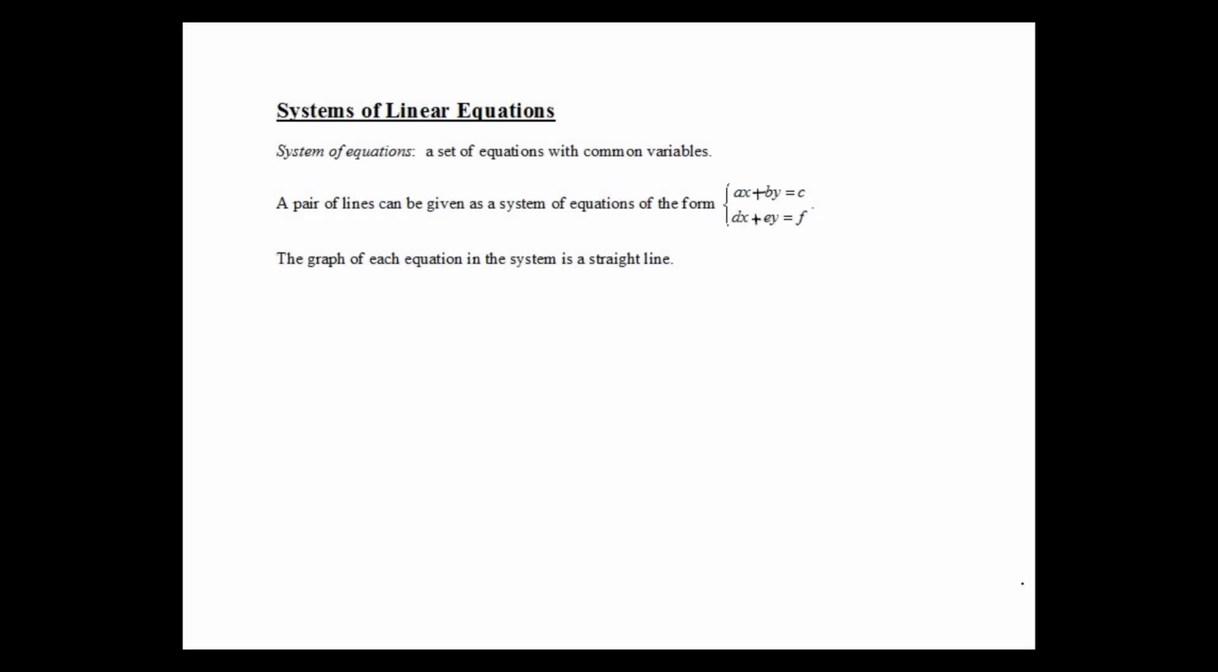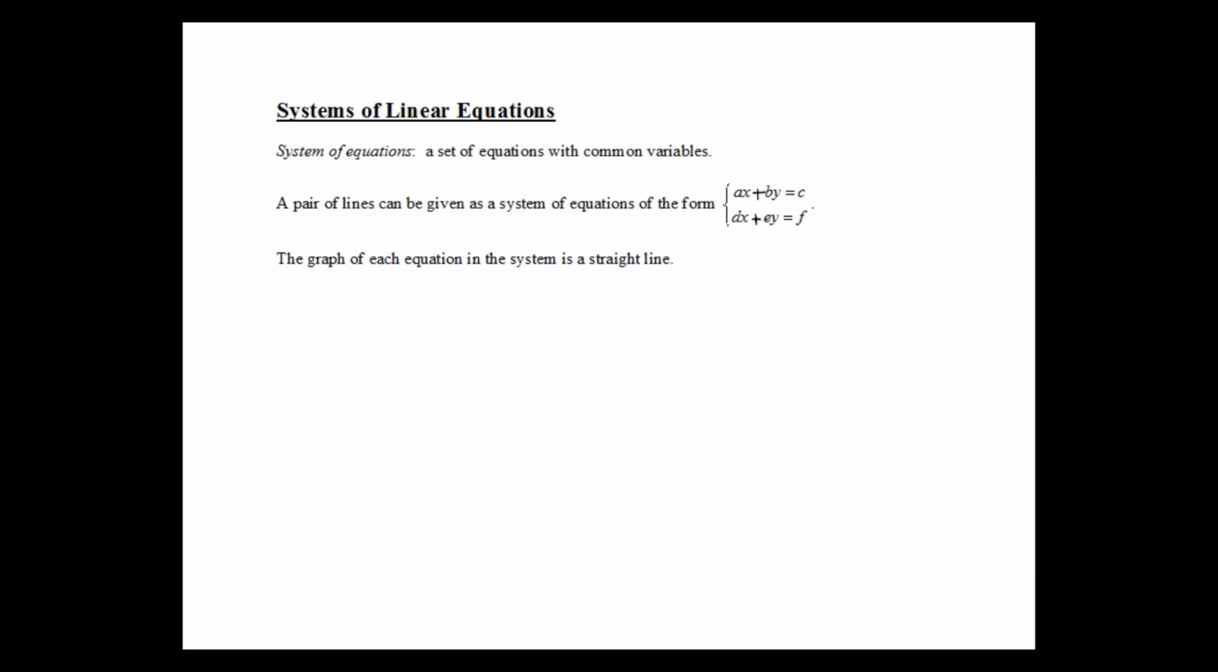Let's review systems of linear equations. A system of equations is a set of two or more equations with common variables. When we have equations of the form ax plus by equals c, we have x to the first and y to the first power. Those are linear equations, and the graphs of those equations will be straight lines.